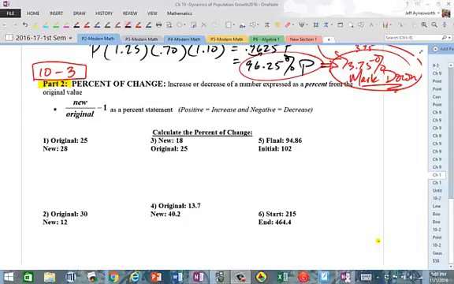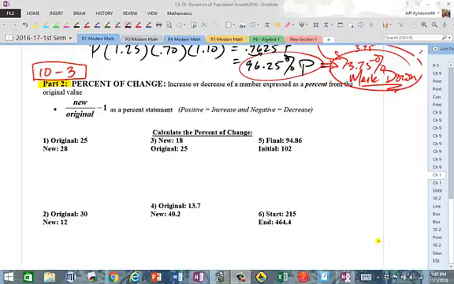Hey everybody, this is Mr. Ainsworth, and we are going to get started into part two here in section 10.3 in modern math or discrete math. We're going to talk about what's called percent of change. It's the increase or decrease of a number expressed as a percent of the original value. So what is the percent change when the number increases or decreases? Let's check it out.